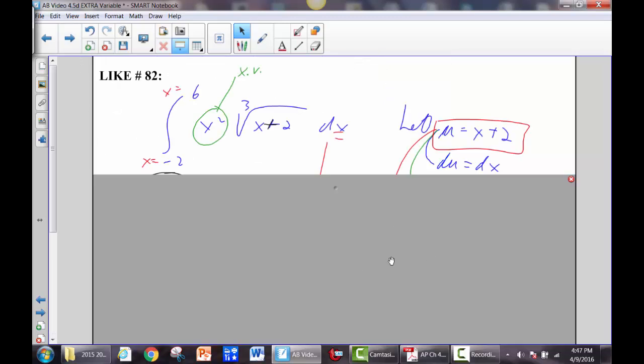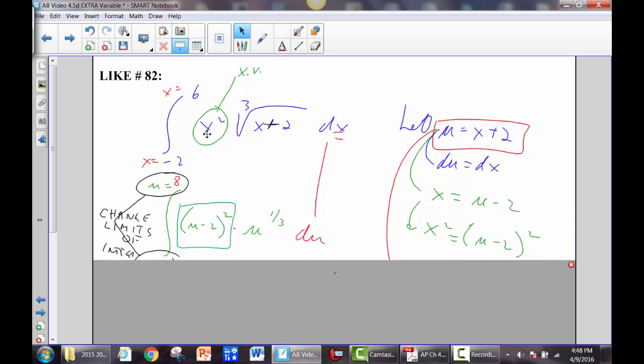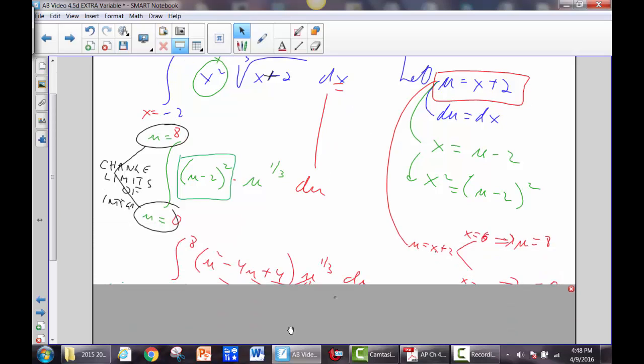Okay, so here's another example. Let u equal the contents of the radical, derivative is dx. I have an extra variable. If I isolate x here, x is u minus 2. So that will mean x squared is (u minus 2) squared. This is my u to the third. That's my du.